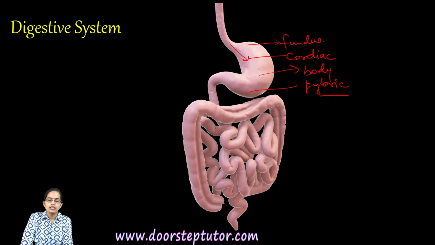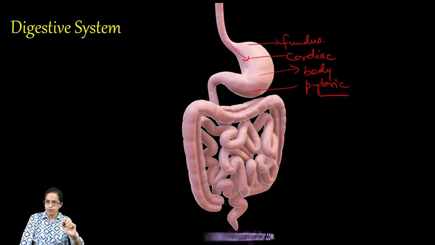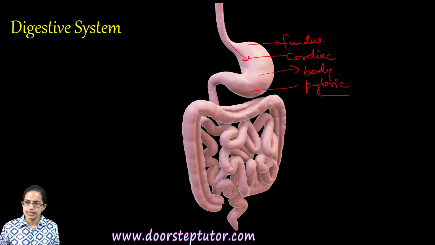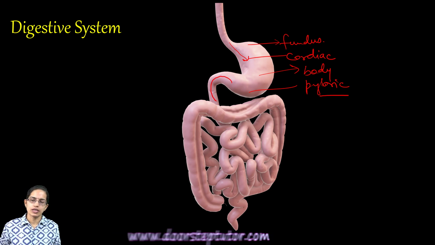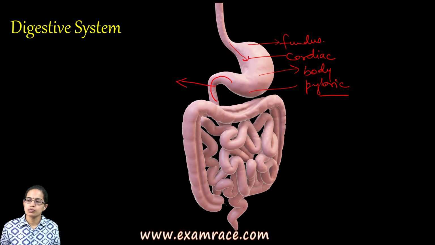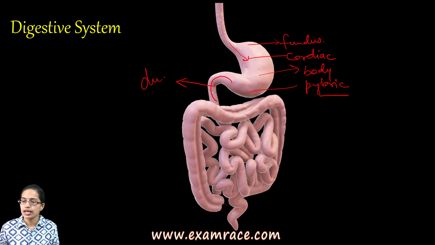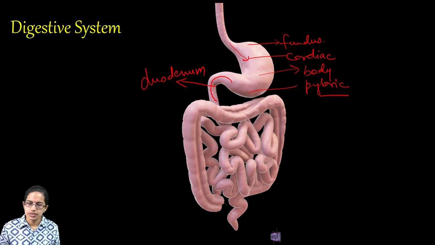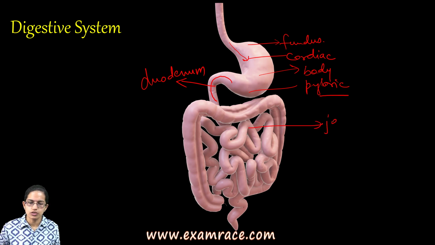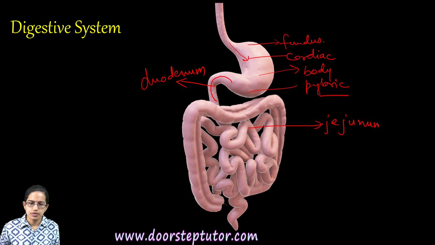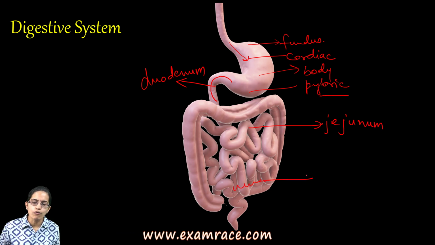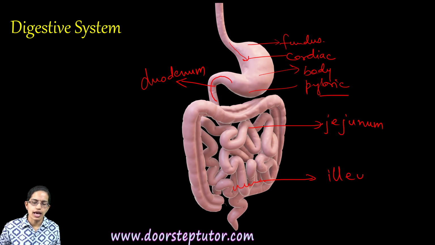So those are the 4 important sections of the stomach. Now from the stomach you have the small intestine that is connected. The C section that you can see here is the part of the small intestine which is known as duodenum. Next to duodenum you have jejunum. So this portion is what is known as jejunum. And the last portion, which is highly coiled part of the small intestine, is known as ileum.